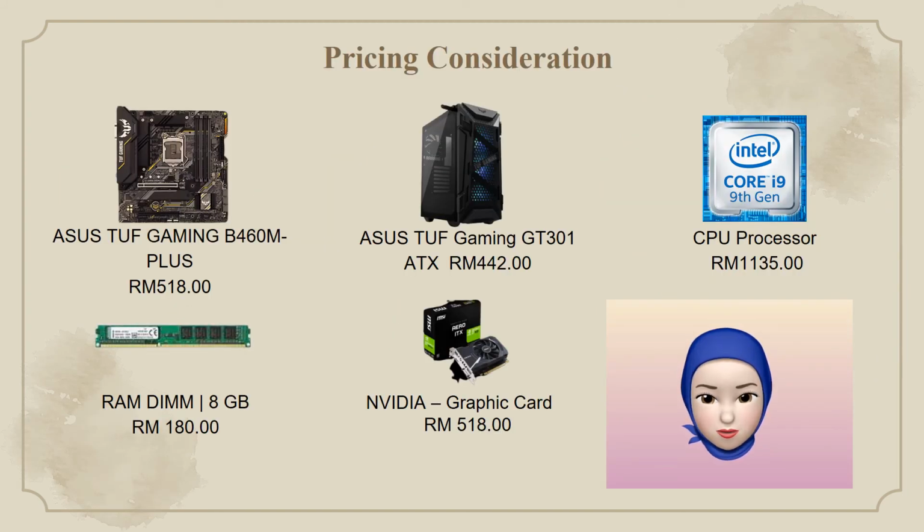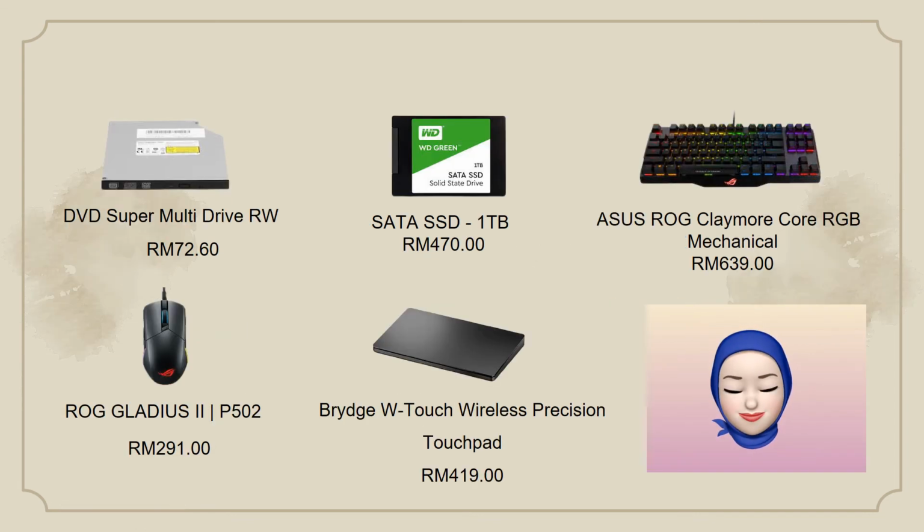Next, I will talk about the pricing consideration. The price of the Asus TUF Gaming B460M Plus is RM580. Asus TUF Gaming GT301 ATX is 442 ringgit. CPU processor is 1,135 ringgit. 8GB RAM DIMM is 180 ringgit. And NVIDIA graphic card is 518 ringgit. The price of DVD Super Multi-Drive RW is RM70.60. SATA SSD 1TB is RM470.